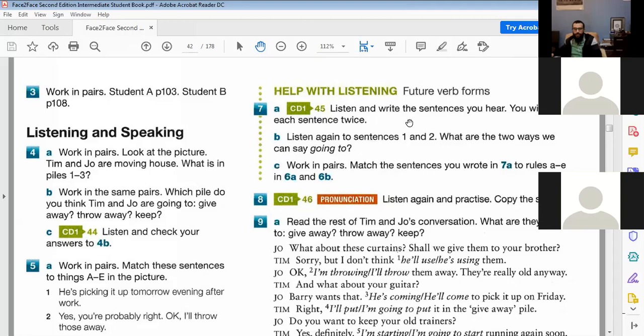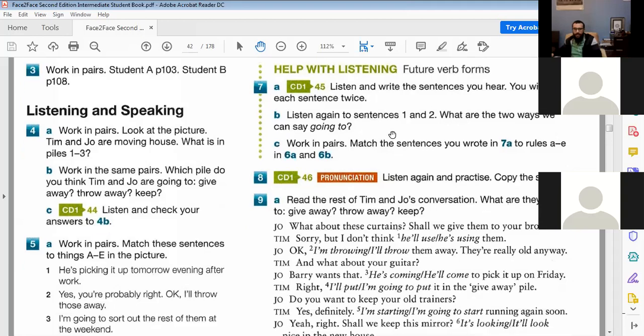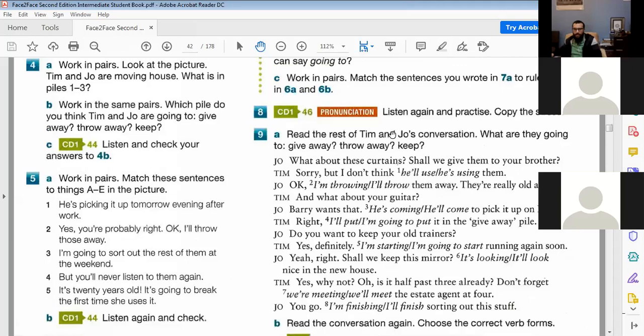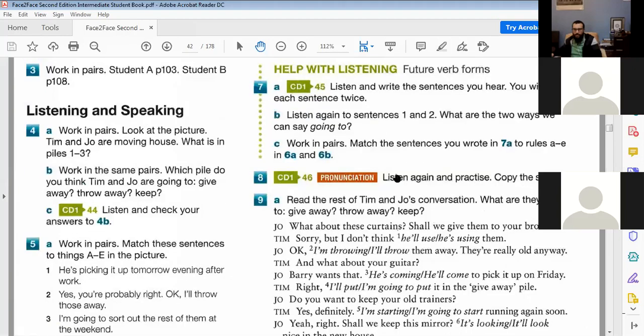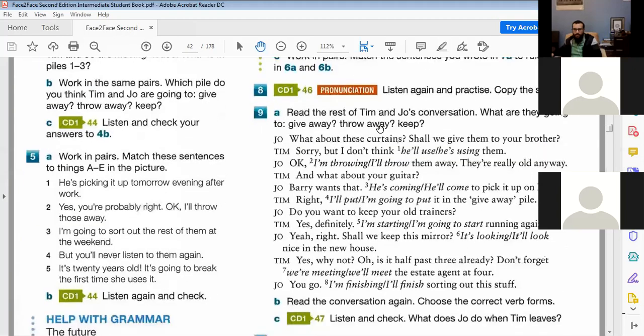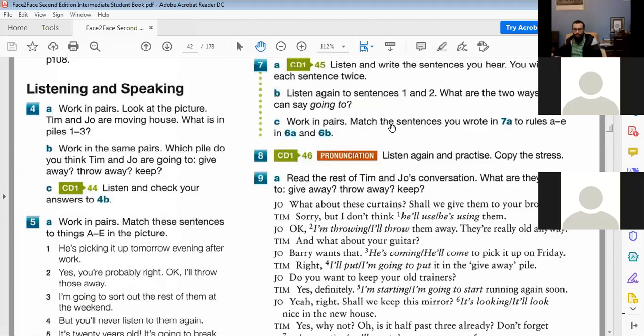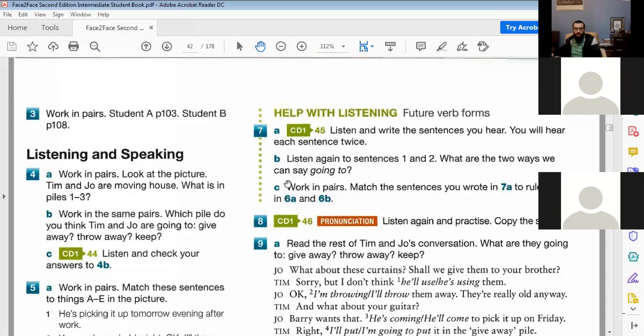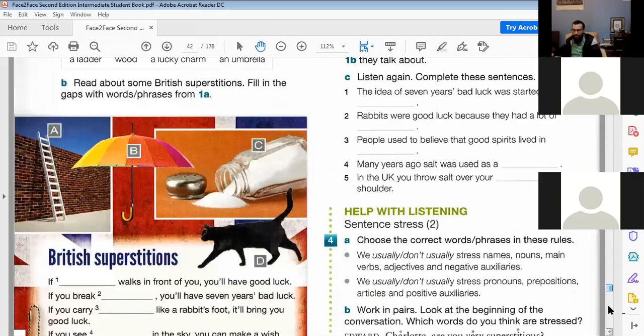All right. So this was the listening part. Now, let's go to the exercise part. Okay, so we can skip this. There is C. It says, match the sentences you wrote in 7A. Ah, okay, this is a good one. We should do it. So here, what they want you to do is to match the sentences you wrote, the sentences we just checked. So maybe if we go back to the scripts, we can do it from there.